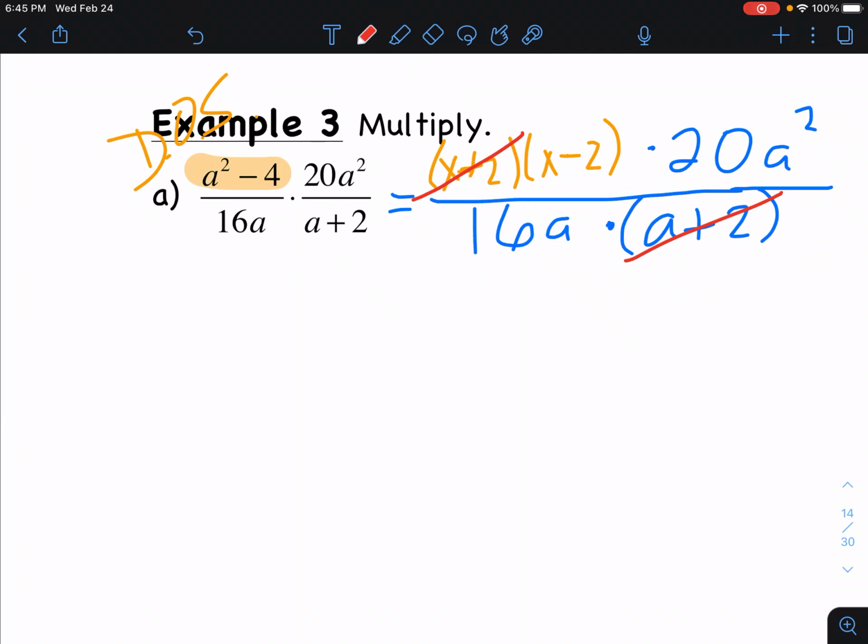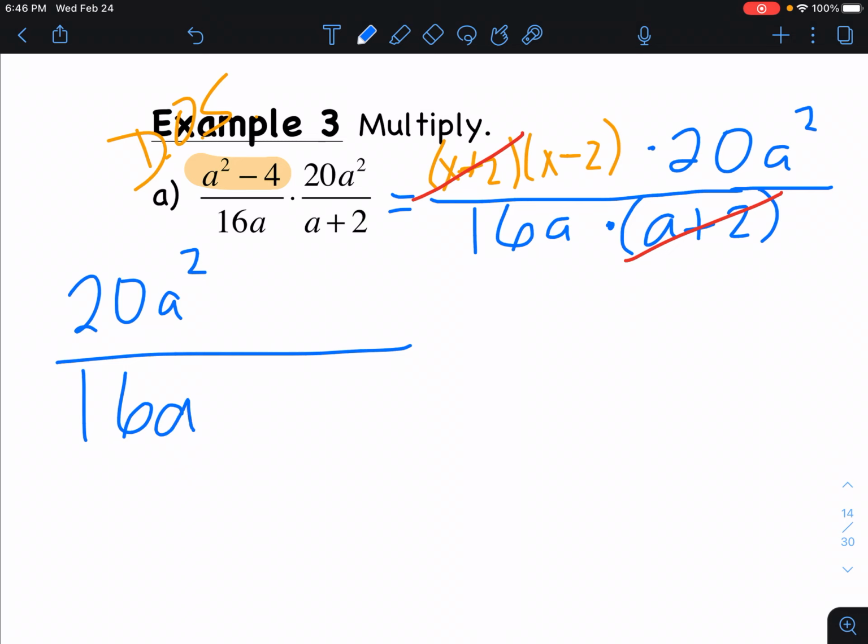Now, let's rearrange things here. Let's put my monomials in front, my 20a squared and my 16a, line them on top of each other, and then we can drag over the x minus 2. The x minus 2 is going to get dragged into our answer.